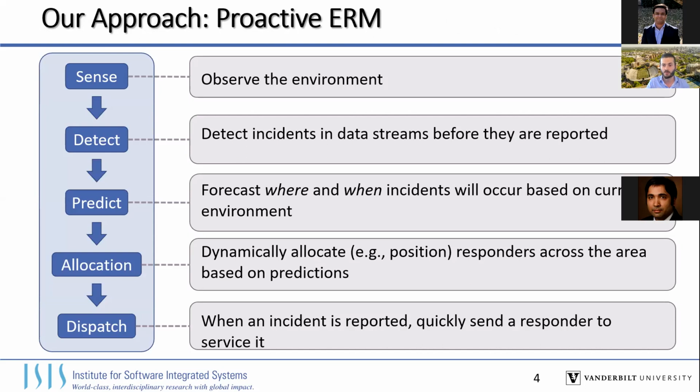So the first part is we have to collect as much useful data as we can from the environment, including but not limited to historical incidents, traffic information, weather data, and the accuracy of an ML model, or machine learning model, heavily depends on that. Consequently, it's very crucial that we collect useful and high quality data for our model.